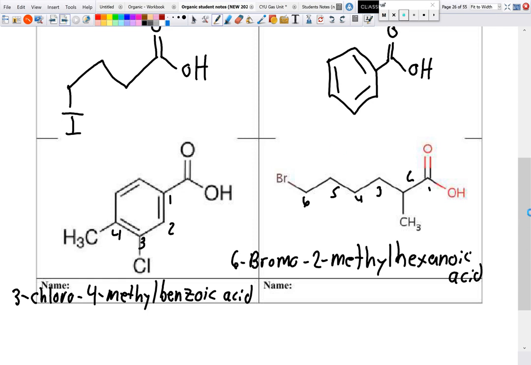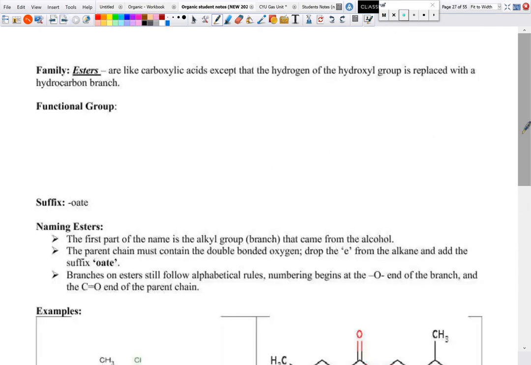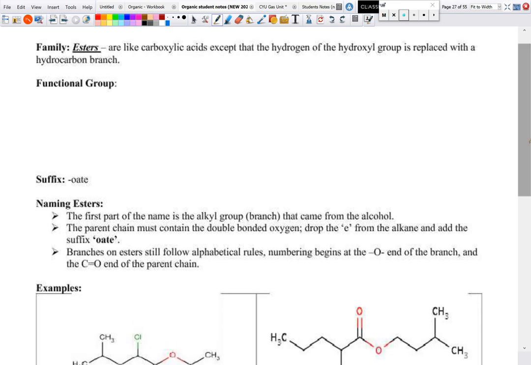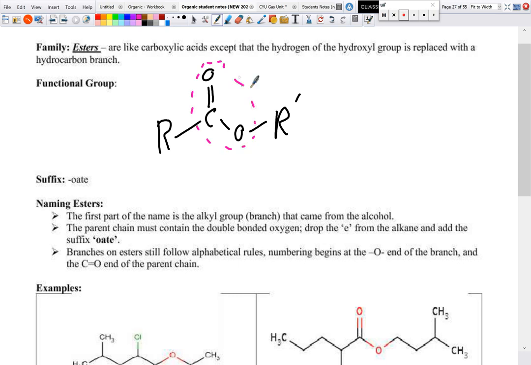All right, so our last family we're going to look at is our esters. So this is our last one right here, and probably one of the more difficult ones to name. You will notice if we have an ester, because it's going to look like this. We have two different hydrocarbon chains, and right in the middle here, this is called our ester functional group.